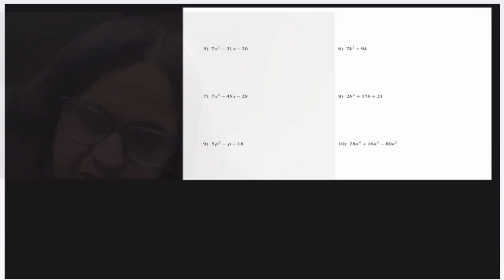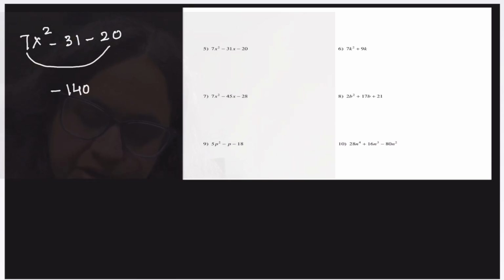All right, let's factorize more trinomials. I have 7x squared minus 31x minus 20. So I want to find the product of my first and last term, which is negative 140. So instead of writing this as negative 140 and then finding the factors of it, there is another trick that we can apply here. What is that trick?